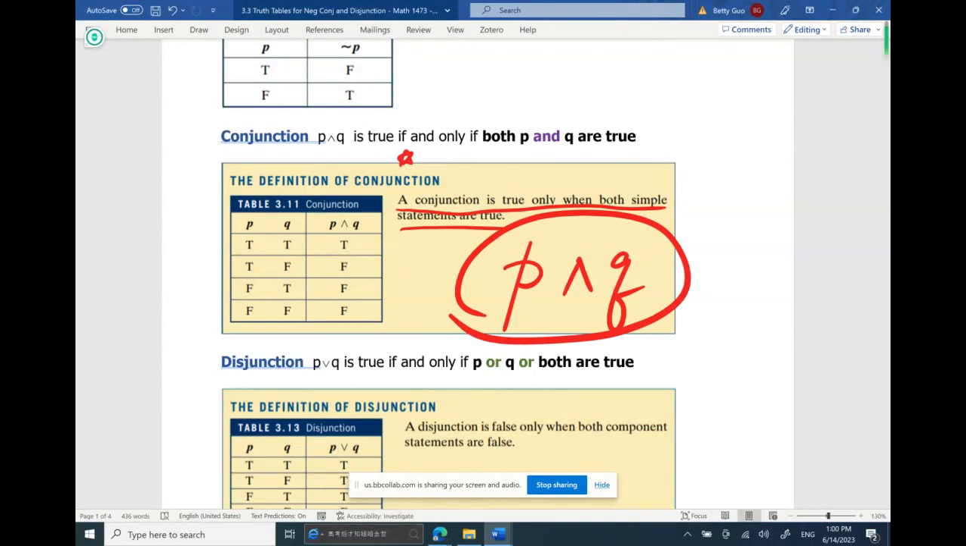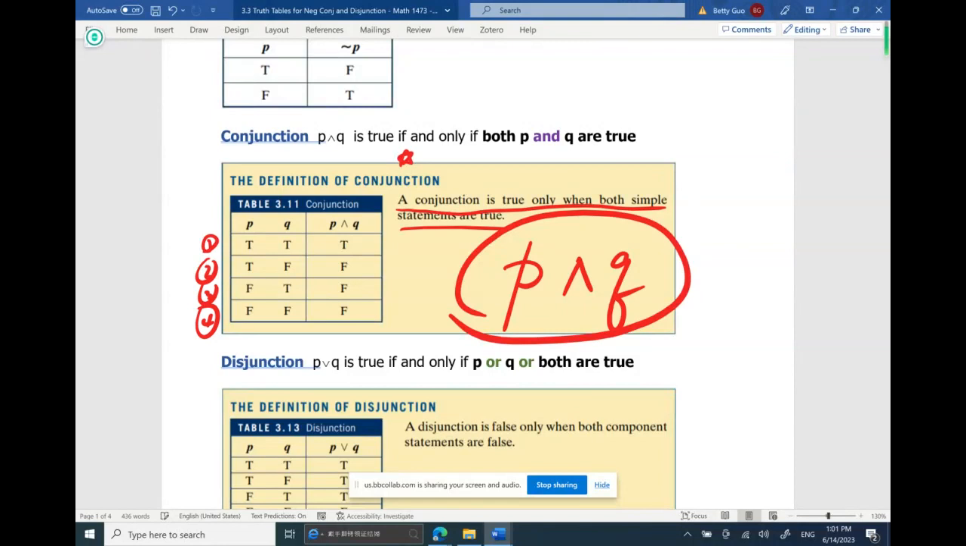Because this compound statement states P and Q, right? Both. They happen simultaneously. Then in order for the conjunction to be true, of course, both of them have to be true, right? If one of them is false, then the conjunction is false. So since we have two component statements, we have four cases. Case 1, 2, 3, 4.